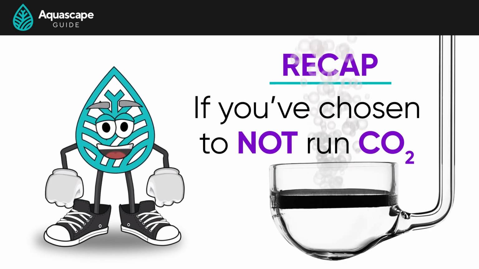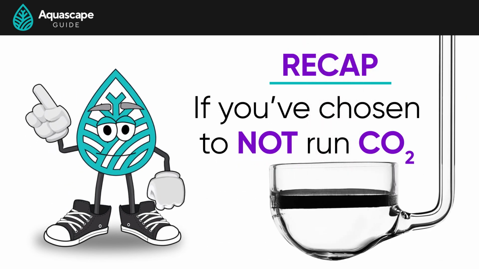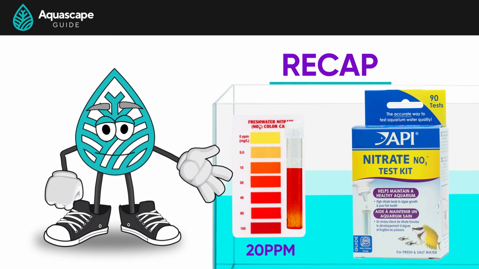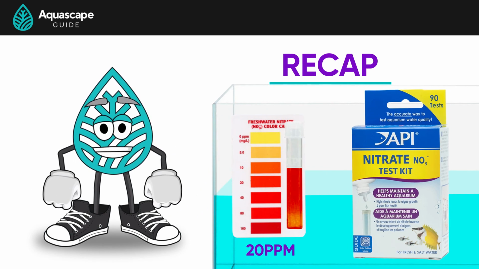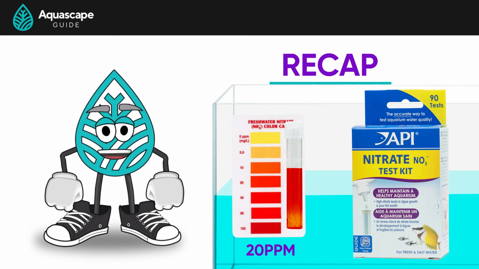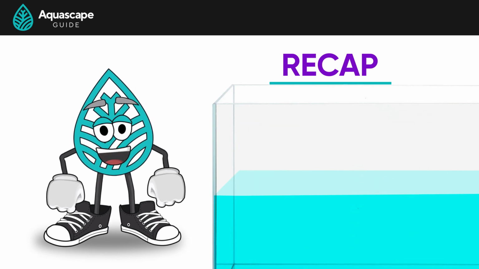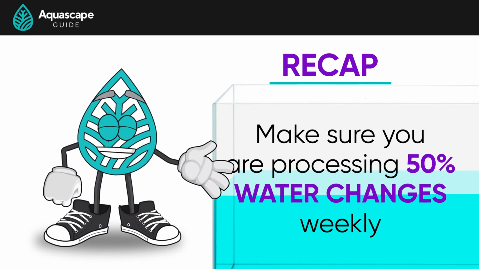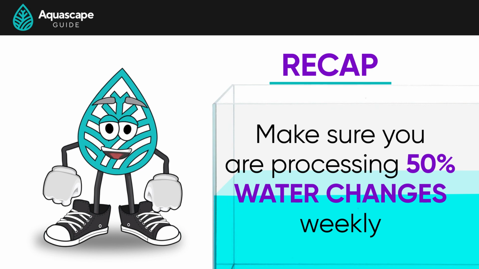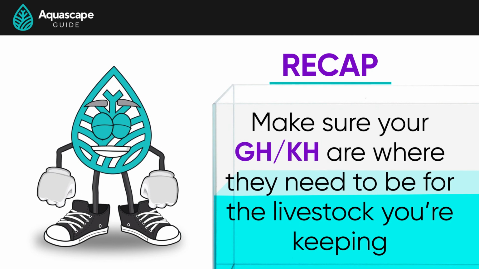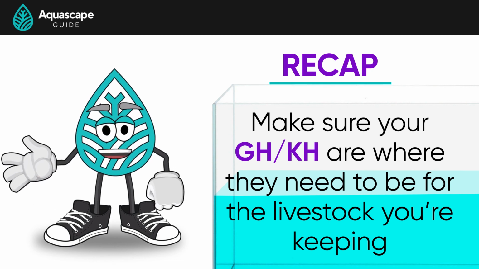Also, if you've chosen to go rogue and not run CO2, you'll still dose the same way by keeping your nitrates at 20 parts per million. You'll just end up needing less nutrients throughout the week because your plants will not be growing as fast as a tank that is injecting CO2. And as a reminder, just make sure you're keeping up with those 50% water changes weekly, as we don't want the fertilizers building up in the water column. And when processing your water changes, make sure your GH and KH are where they need to be.